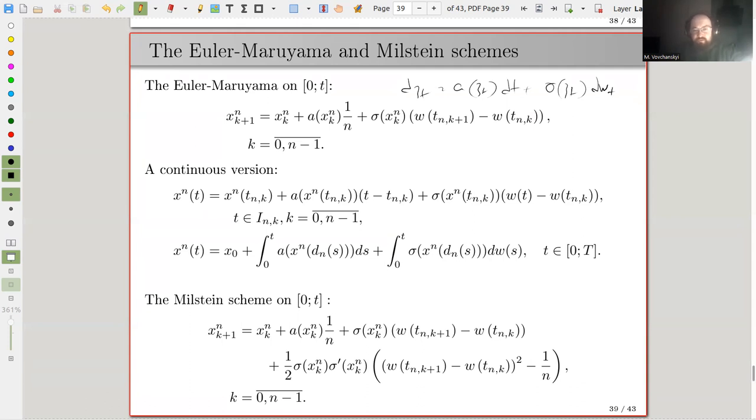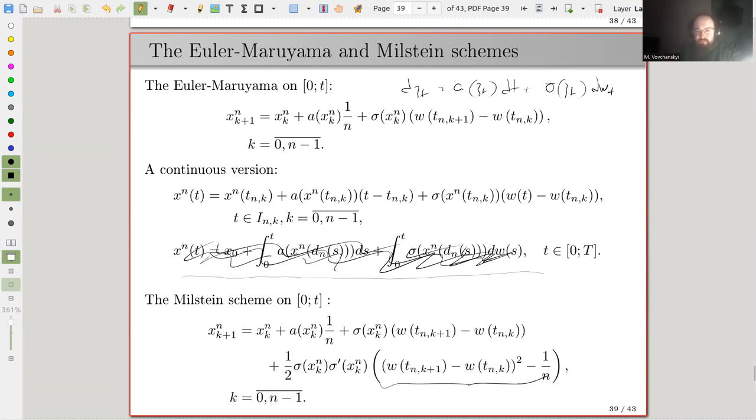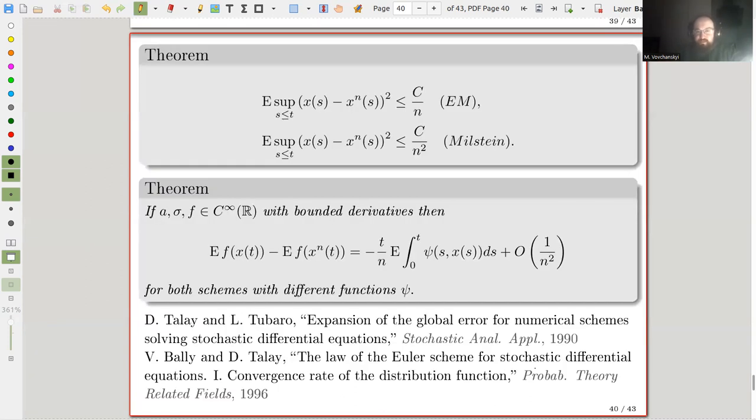You can define a continuous version, then it satisfies this differential equation. It's actually wrong, but it satisfies it, because for the differential equation you can use the formula. The Milstein scheme is the second order scheme, so this is actually the Lévy area. And standard results say that in mean square Euler-Maruyama is first order accurate and Milstein is second order accurate.